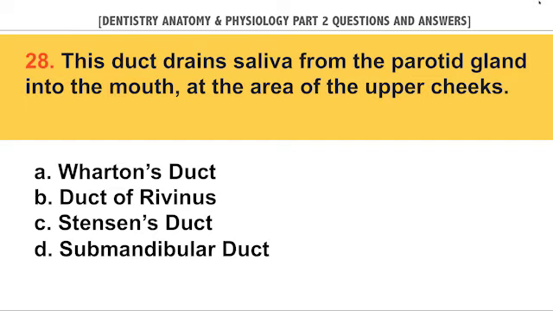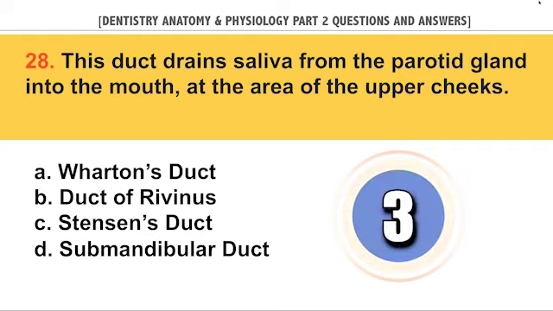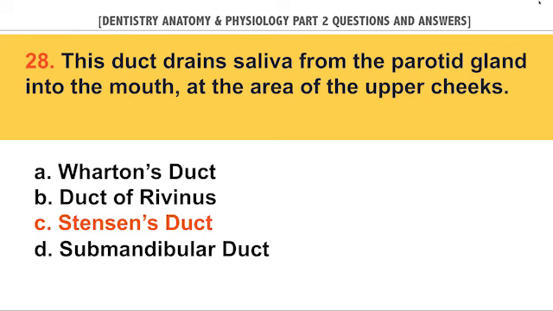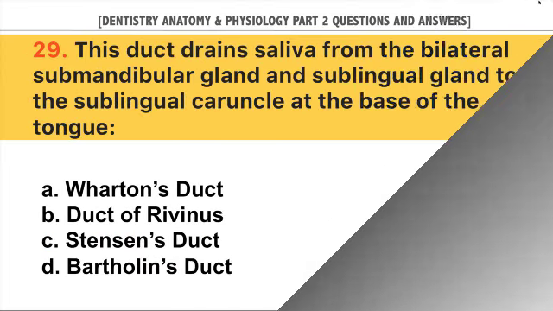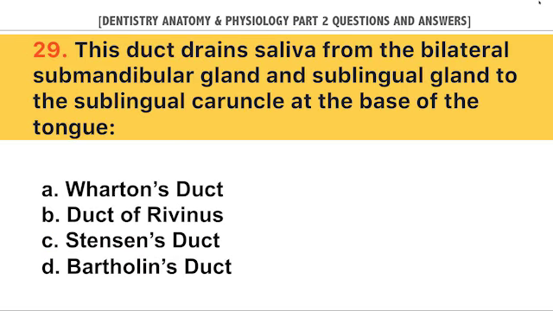This duct drains saliva from the parotid gland into the mouth at the area of the upper cheeks. A. Wharton's duct, B. Duct of Rivinus, C. Stenson's duct, D. Submandibular duct. Answer C. Stenson's duct.